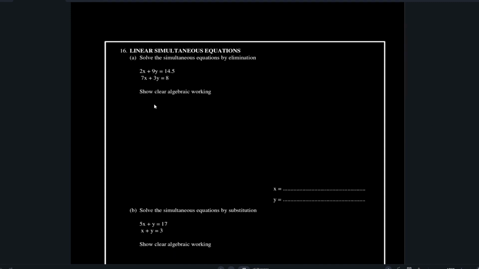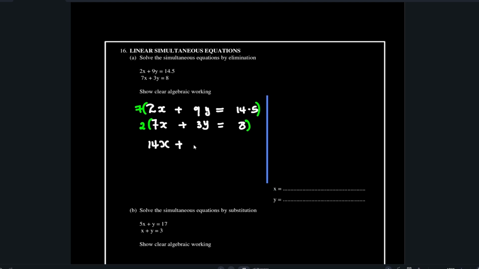Let me just subdivide this so that we have enough space. So we can write 2x plus 9y equals 14.5, and 7x plus 3y equals 8. For us to make x the same, so that we eliminate x, you check the coefficient of x in the second equation and multiply it at the top, and the coefficient of x in the first equation, you multiply in the second. And remember to include the brackets like that, so that you multiply that 7 to all the terms. If you forget to do that, there's going to be a big problem.